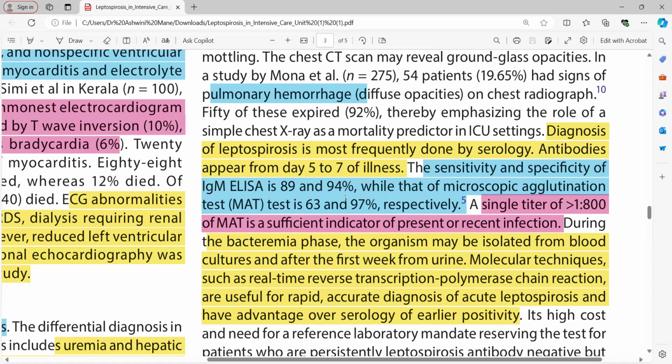During the bacteremic phase, the organism may be isolated from blood culture, and after the first week from the urine. Molecular techniques such as real-time reverse transcription polymerase chain reaction are useful for rapid, accurate diagnosis of acute leptospirosis and have the advantage over serology of earlier positivity.